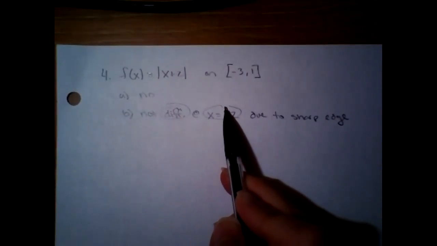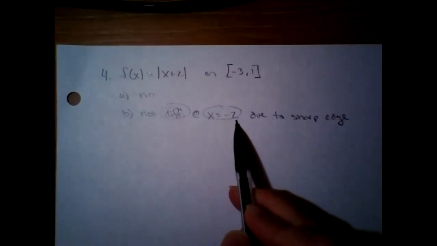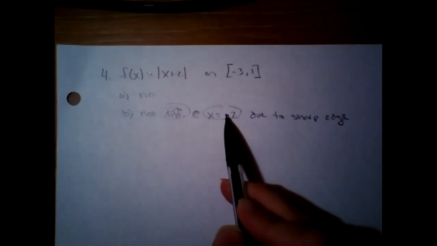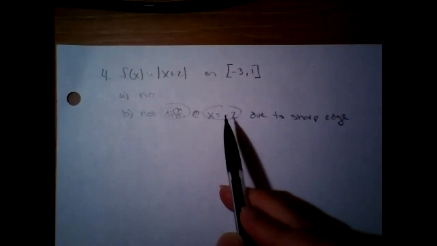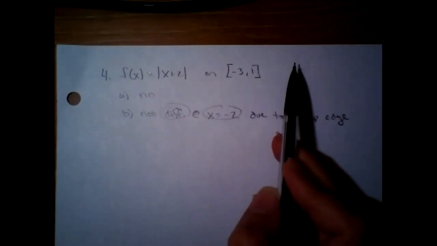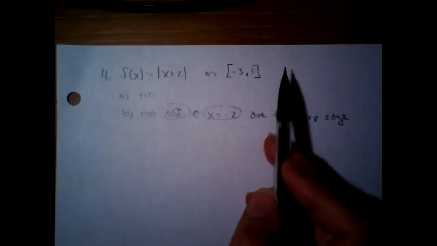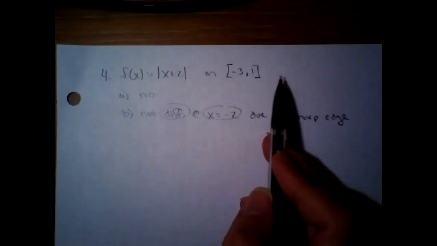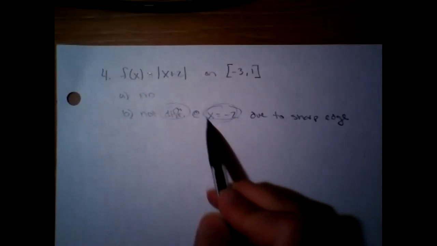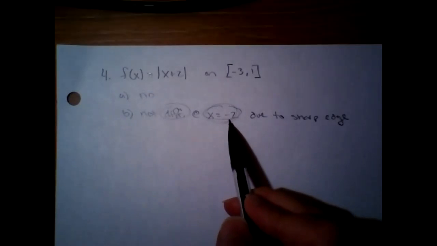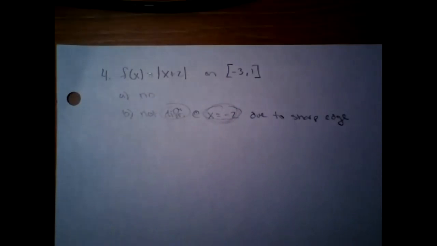And then the location of the problem is really crucial too, because -2 is on this interval. That's why it's an issue. If the interval was somewhere else, like say it was 0 to 7, -2 wouldn't even be on the interval, and then the answer would be yes. So this location is really, really important. So you do need to mention that too. But that was the only one I wanted to make sure I definitely went over.